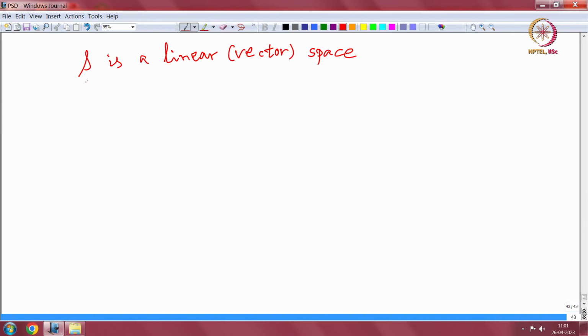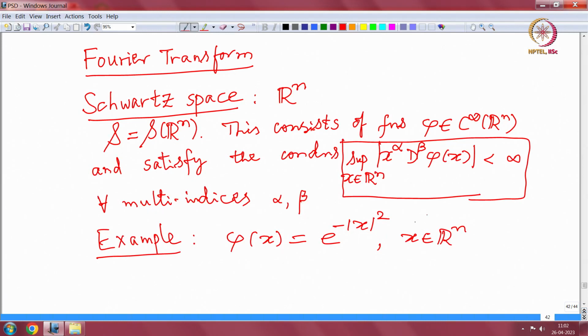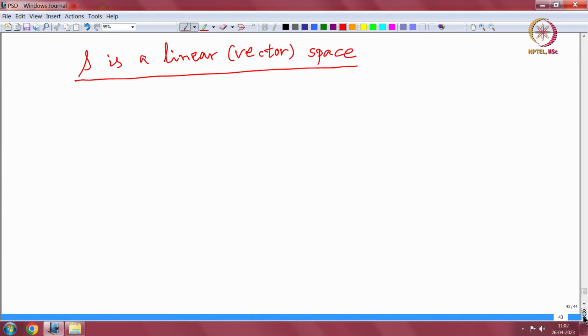Okay, so that's very easy to verify because the conditions are just, so if you take two functions, phi and psi in C infinity, then d beta of phi plus psi just separates, and the absolute value makes it less than or equal to the sum. So that's a straightforward verification that it is a vector space.